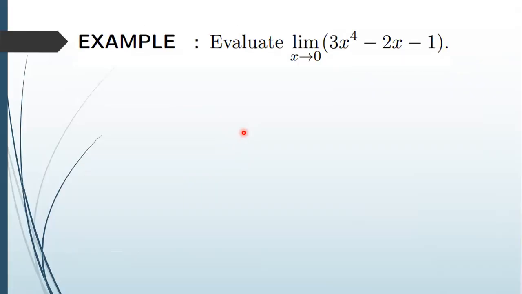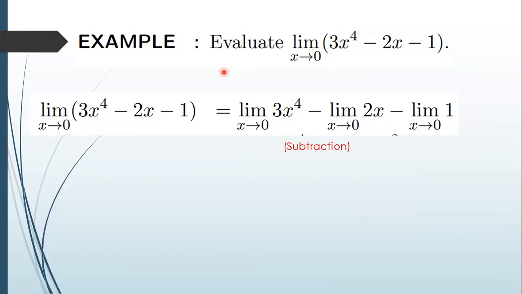Let's have another example. Evaluate the limit of the quantity 3x raised to the power of 4 minus 2x minus 1 as x approaches 0. For the solution, we start with a subtraction. Look at the operation. It's a subtraction operation. So the first step is to separate each term, applying the subtraction theorem.